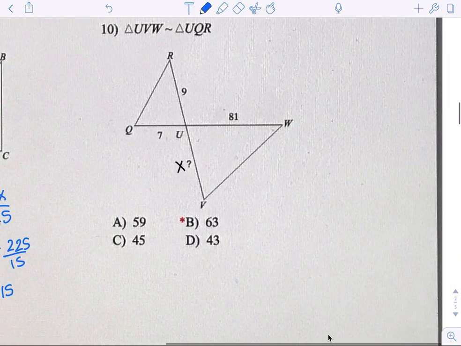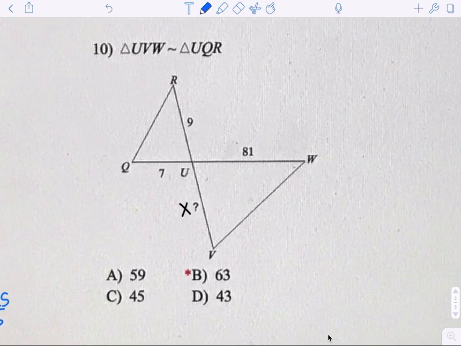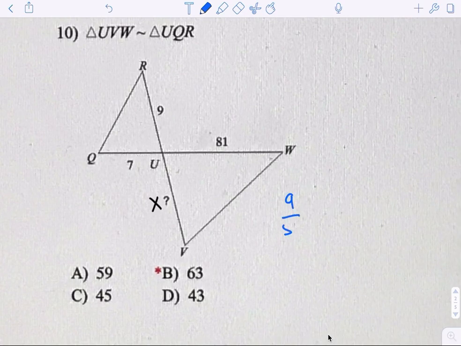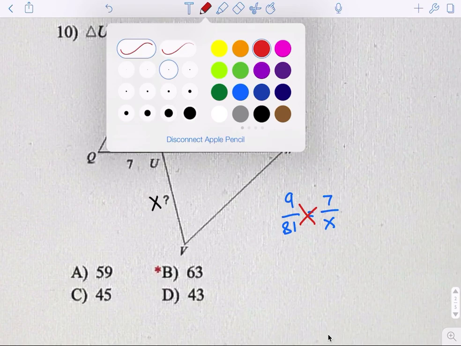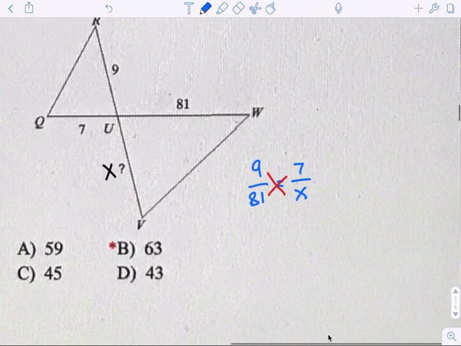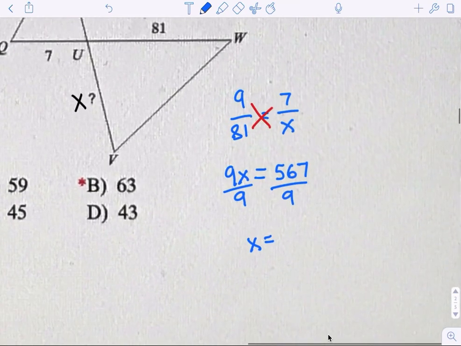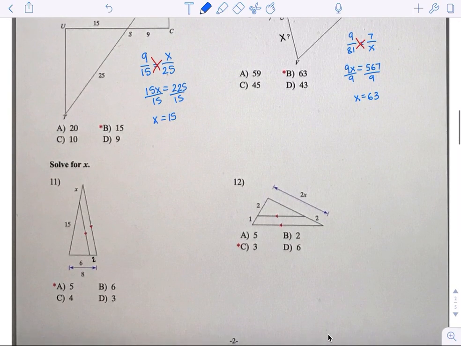Over here, this question mark is x. So RU is the same thing as UW, so I'll just do 9 over 81 is equal to 7 over x. Cross multiply. 9x is equal to 7 times 81, which is 567. Divide both by 9. X is equal to 63. So just some similar triangles review, and there's also one more.